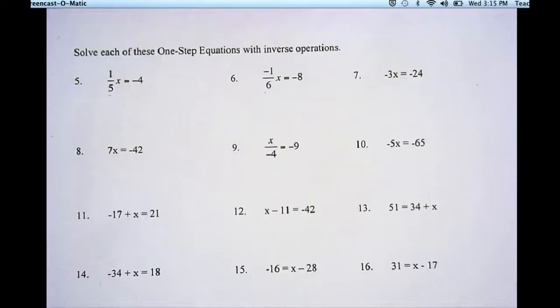Okay, Oak Rovers, this is going to be a video that's going to help you with your one-step equation test retake. Now, there's two different types of one-step equation, or I break them down into two different types of problems.